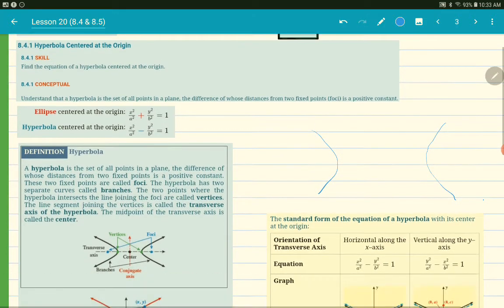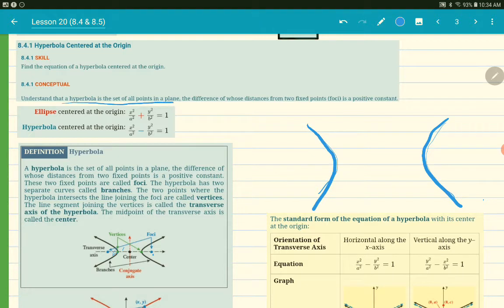So we can see in the diagram here there are all these other things that help us define it, but the actual graph is just those two branches. To get the definition of the hyperbola, we want to understand that the hyperbola is a set of all points in a plane where the difference of the distances from two fixed points, called the foci, is a positive constant.